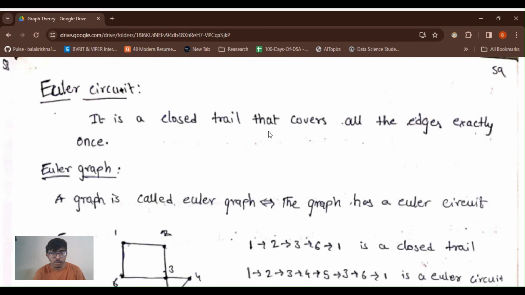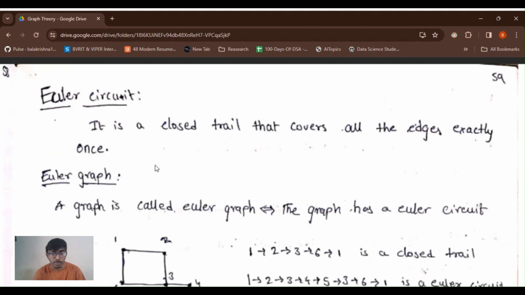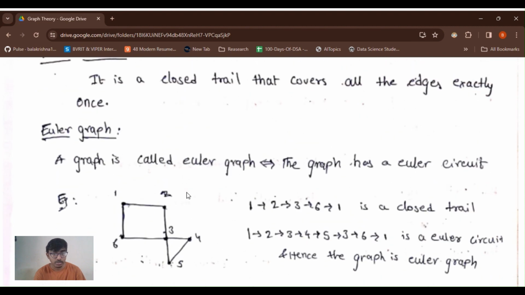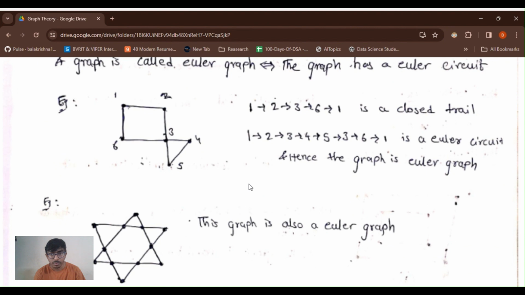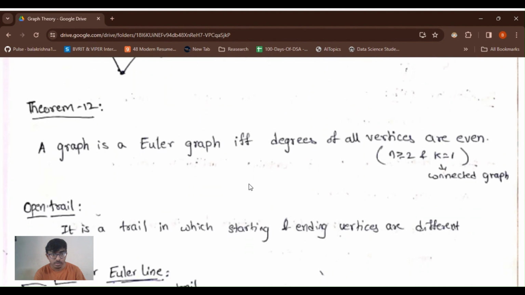Euler circuit is a closed trail that covers all the edges exactly once. These are the important topics in this chapter: Euler circuit, Euler graph, Hamiltonian cycle and Hamiltonian graph. A graph is called an Euler graph if the graph has an Euler circuit. A graph is an Euler graph if the degrees of all vertices are even.